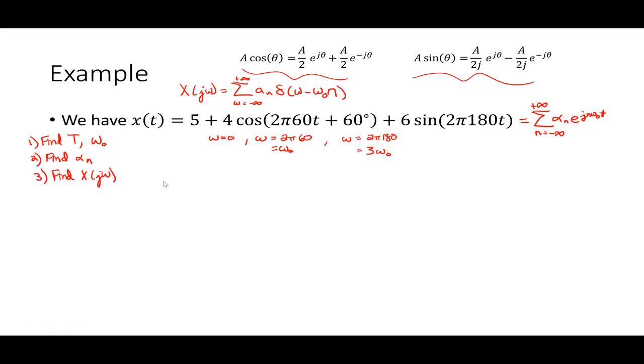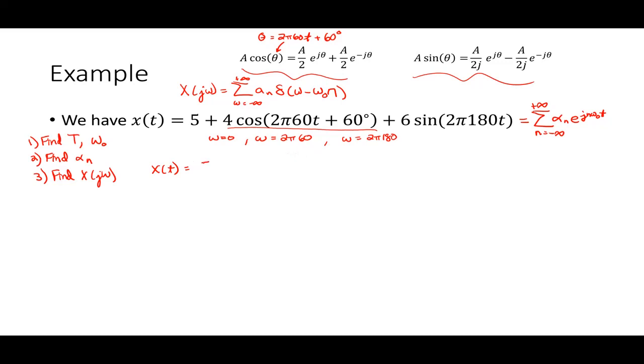To do that, I'm going to have to make use of my Euler's identity. I see that I've got a 4 cosine 2 pi 60t plus 60 degrees. So if I make a comparison and say, what happens if I said theta was equal to 2 pi 60t plus 60 degrees, and then plug that into theta, that would get me something in complex exponential form.